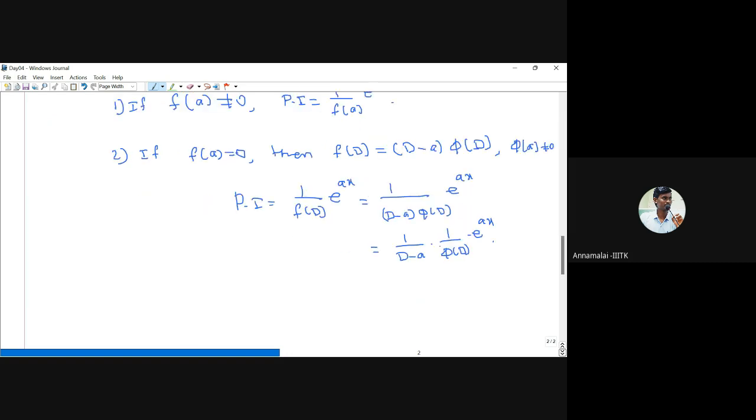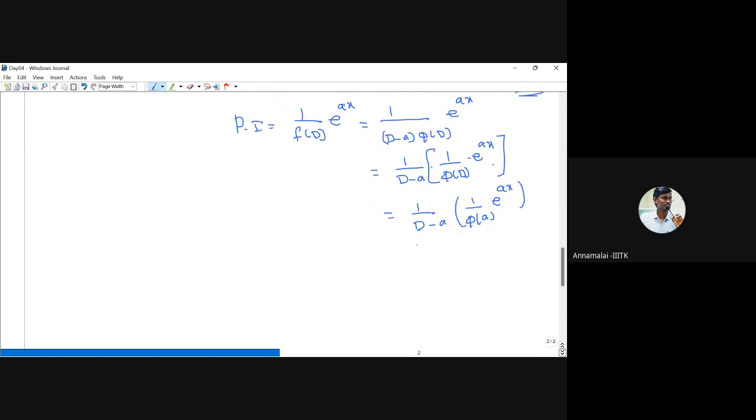Now first you have to operate this. If psi of a is non-zero, then we know that this is nothing but 1 by d minus a. First you have to operate this. We know that psi of a is non-zero. Therefore, this value is nothing but 1 by psi of a into e power ax. Since 1 by psi of a is a constant, you can take it outside. Therefore, 1 by psi of a into 1 by d minus a, the operator, into e power ax.